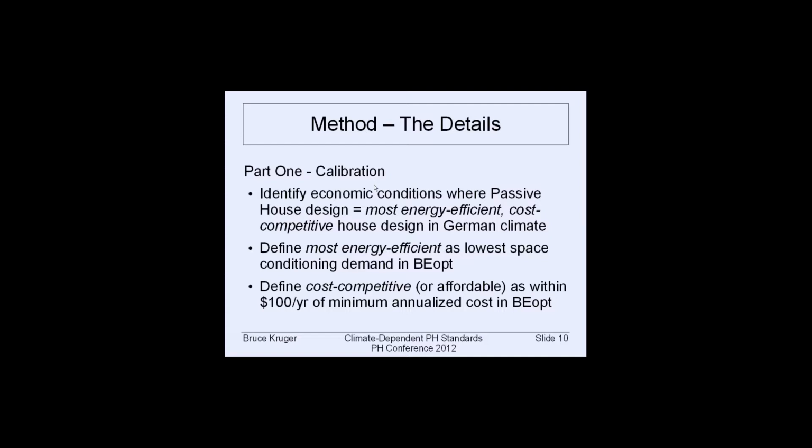And so most energy efficient, I'm defining as having the lowest space conditioning demand. That's the sum of heating and cooling. And I wound up defining cost competitive as being within $100 per year of the minimum annualized cost.